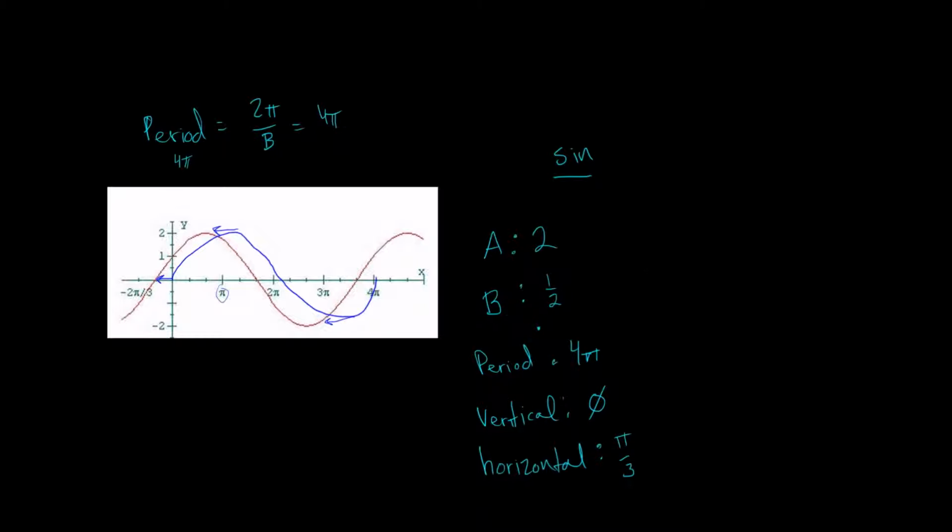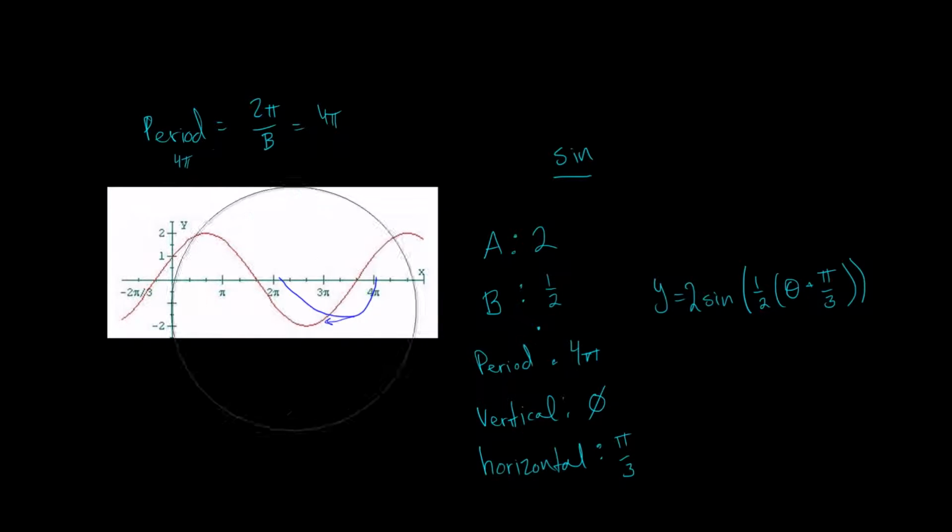So now if I write that out, I get y equals 2 sine 1/2 theta. And now since I'm shifting to the left, I'm going to have plus pi over 3 and no vertical shift. Okay? Awesome. Well, now let's think about it somewhat differently, though.